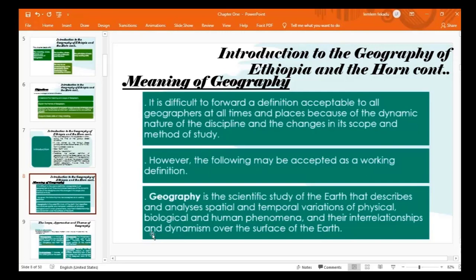However, there is a working definition acceptable as a working definition. This is geography: the scientific study of the earth that describes and analyzes spatial and temporal variations of physical, biological, and human phenomena and their interrelationships and dynamics over the surface of the earth.